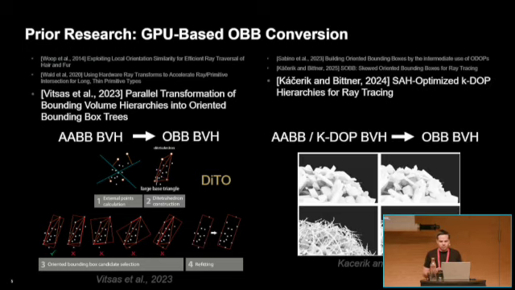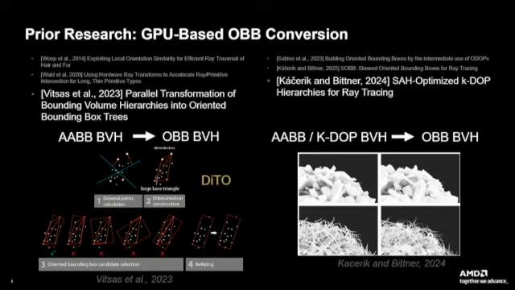Martin, Kaczmarek and Bittner also did a lot of investigations in OBBs. And one that is similar to what we do is that they transformed an AABB-BVH to an OBB-BVH and also showed how that improves traversal.